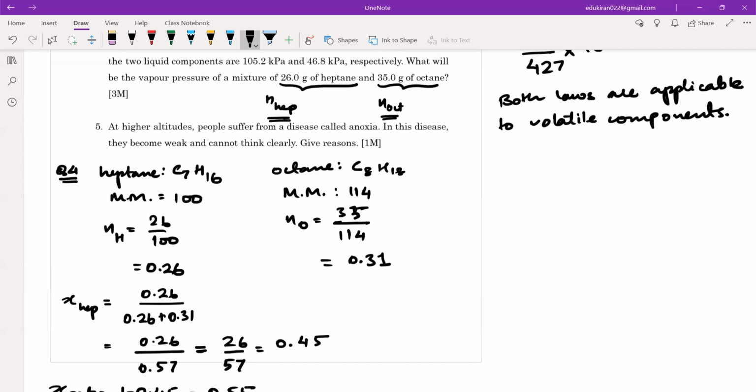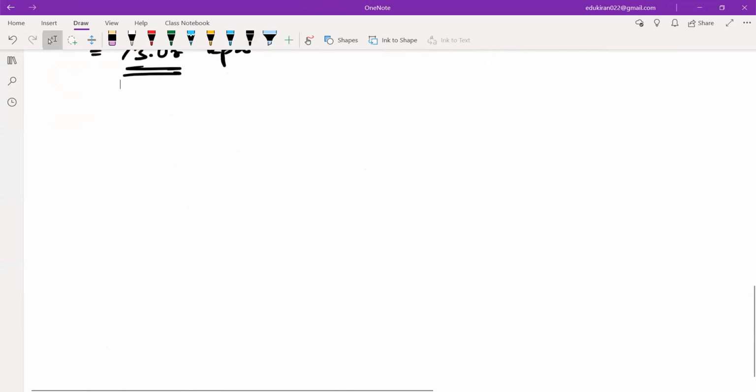Okay, next one: at higher altitude people suffer from a disease called anoxia. Why? Because at higher altitude, what happens? Less oxygen dissolves in the blood. Less oxygen, very good. Okay, fine. Now all these things are done.